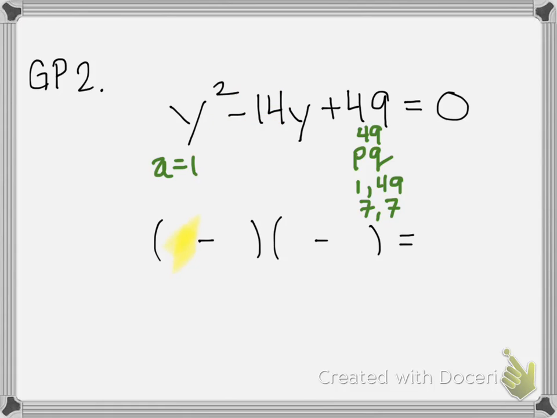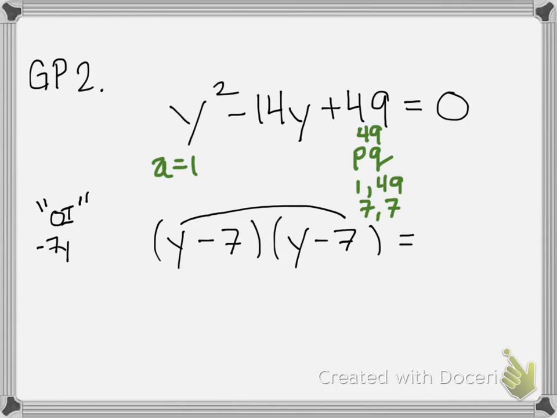So I know I have a y, and I know I have another y on my other binomial. If I try to put 1 and 49, I'll have a really big difference that won't be negative 14. So I can try that smaller set, 7 and 7. At this point, we go ahead and OI it. That's the OI of FOIL. When we OI it, we get y times negative 7 and negative 7 times y, which gives us our negative 14y. So this is the correct factoring.